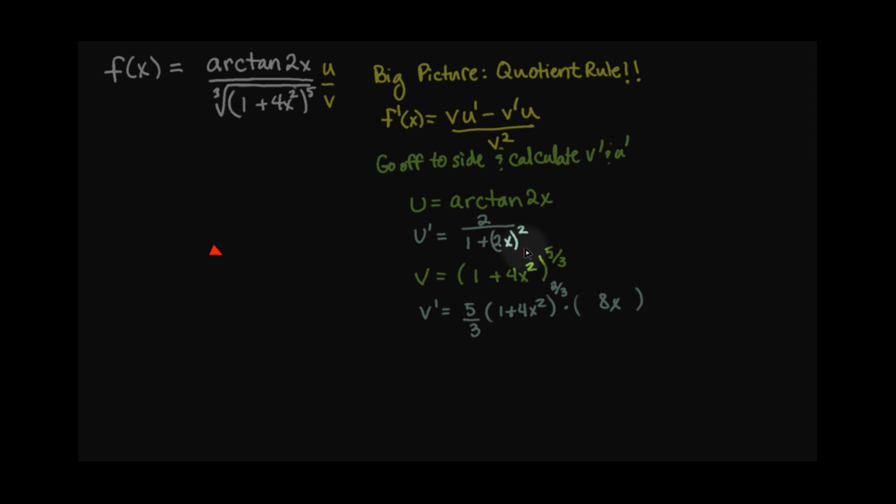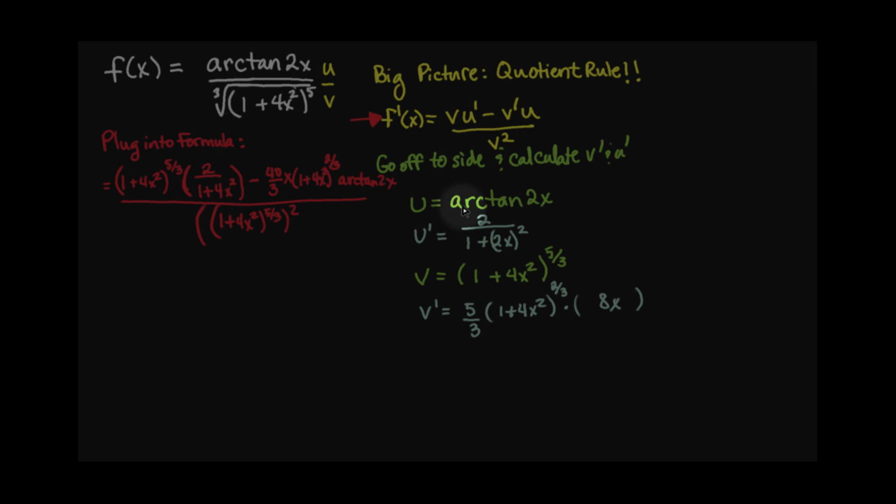On this one, this is the chain rule, so you bring this down in front. You subtract 1. So 3 over 3 minus 1 gives you 2 over 3. Notice this didn't change. And then you multiply by the derivative of the inside. The derivative of 1 is 0. The derivative of 4x squared is 8x. If you don't understand that, go back and review your chain rule. Now that we've done that, we plug it into the main formula for the quotient rule that we wrote up here, and when you do so, you get the following expression.